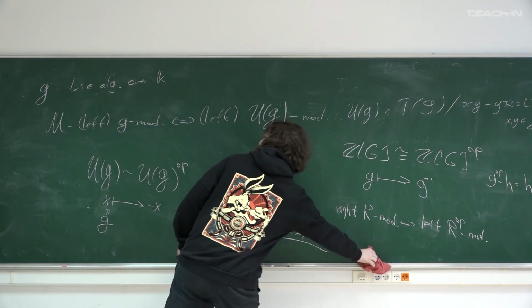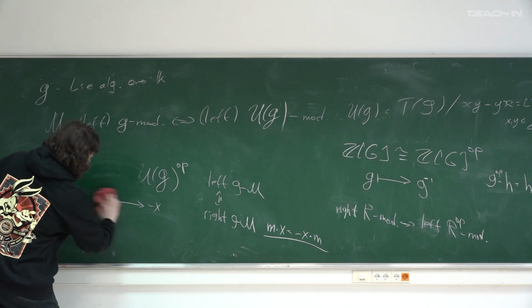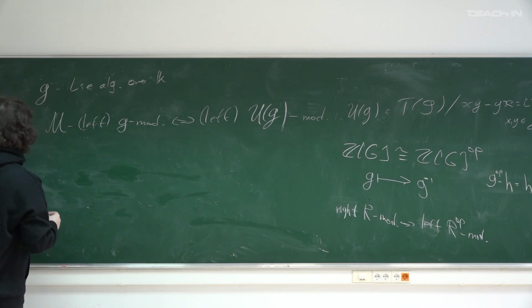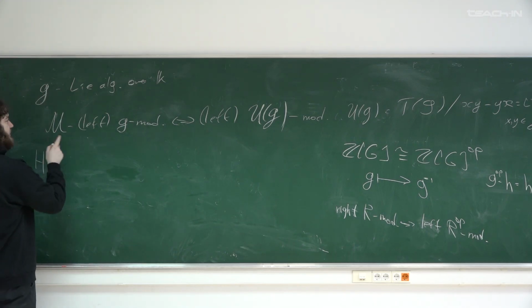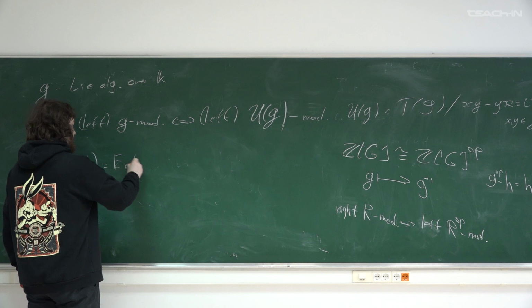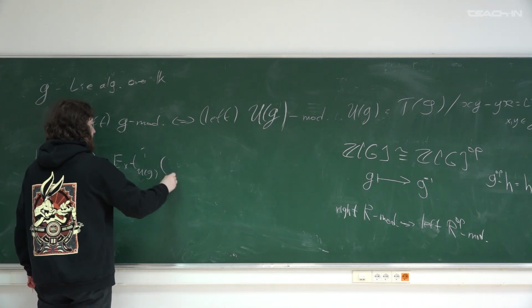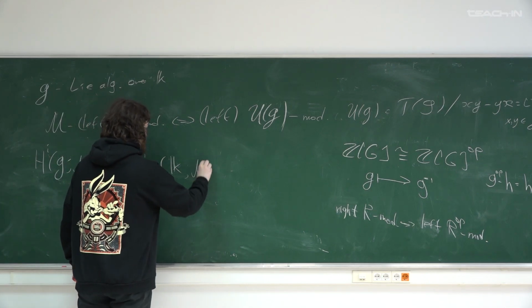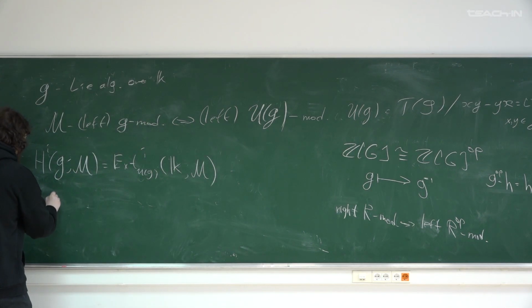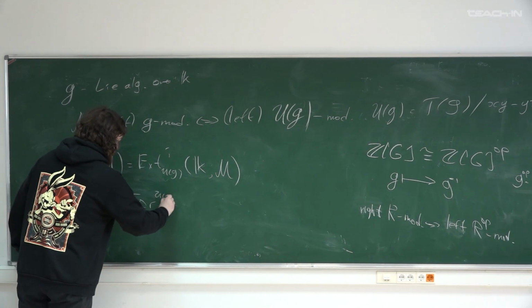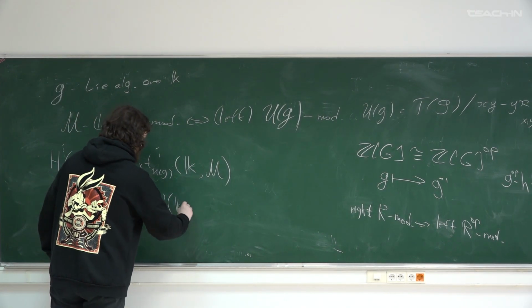Okay, and we have defined homologies for any G-module. We have defined homology of G with coefficients in M. It's just Ext over the universal enveloping algebra between K, the trivial module with zero action of G, and M, and homology is just Tor between K and M.